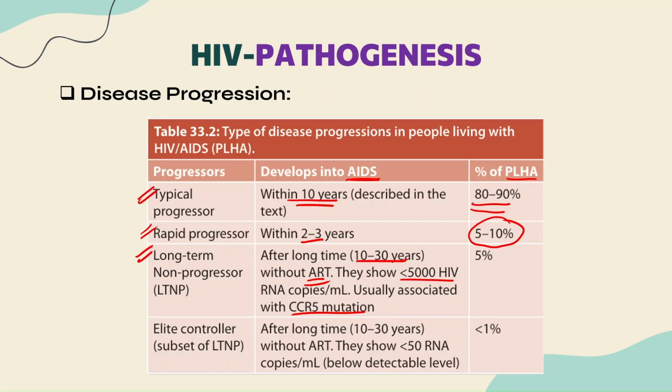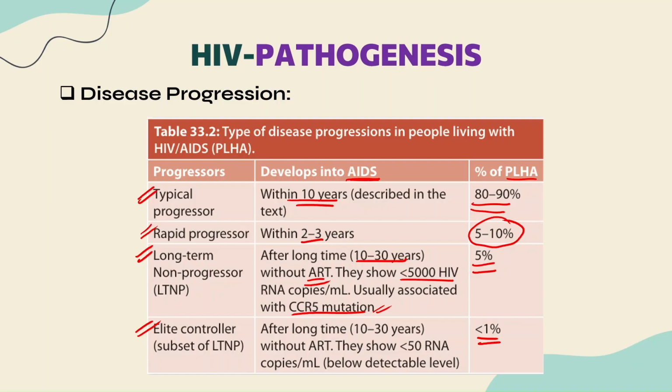Now I hope you know what is CCR5 mutation, the delta 32 mutation that takes place in the co-receptor of host cell, है ना. So again, as I said, that this mutation itself is very rare. Okay, it happens in very few people, and therefore this LTNP category of disease progression is also seen in 5% of cases.